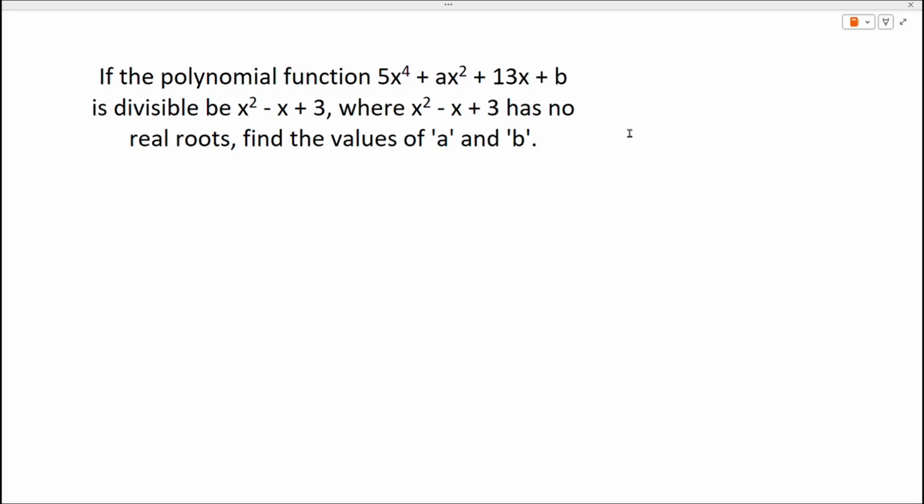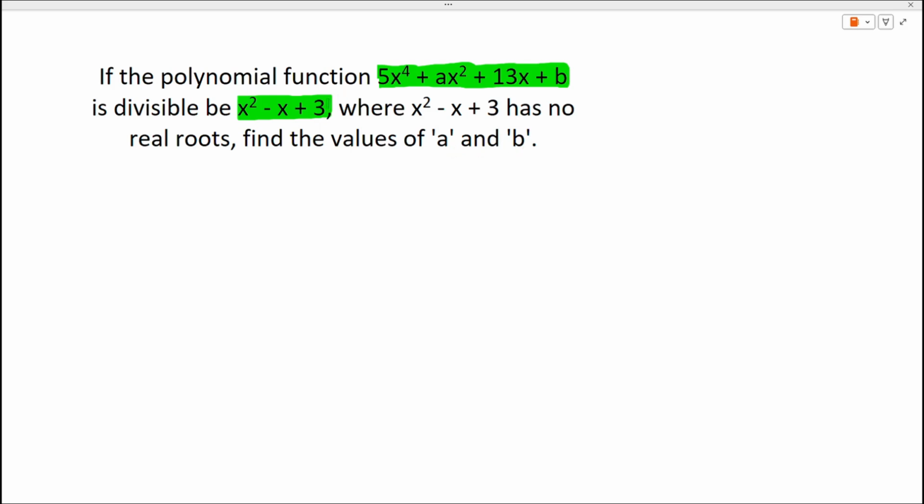Hello, today we'll be solving a question in which we have been given a polynomial function, which is 5x to the power of 4 plus ax squared plus 13x plus b. It is divisible by the quadratic function x squared minus x plus 3. But we've been given that this quadratic function has no real roots, and knowing that, we have to find the values of a and b.